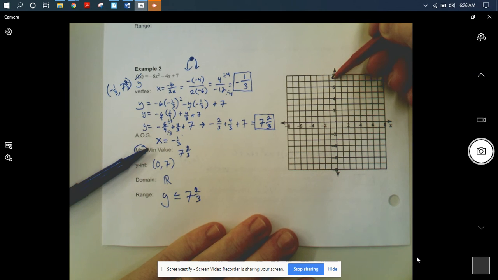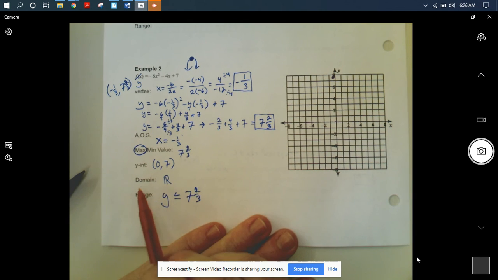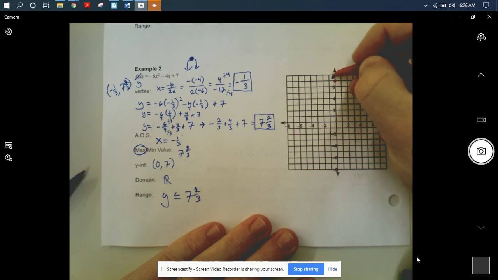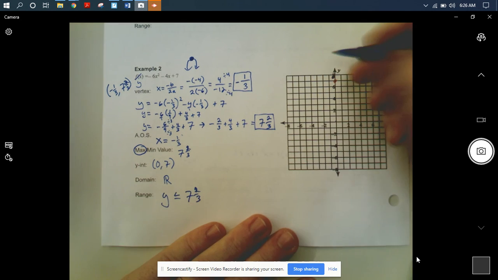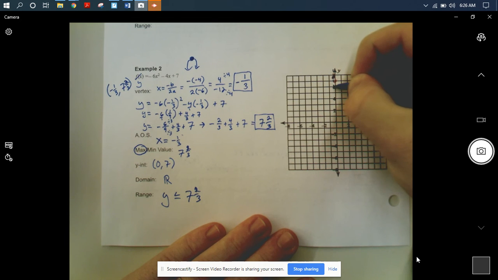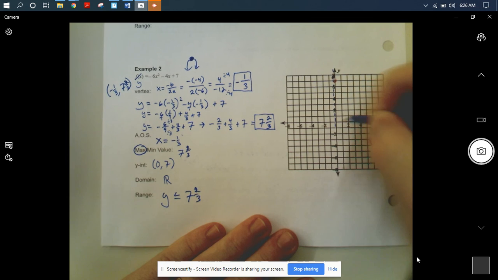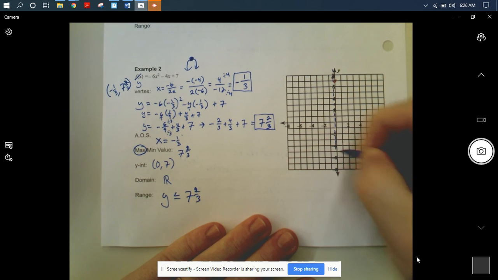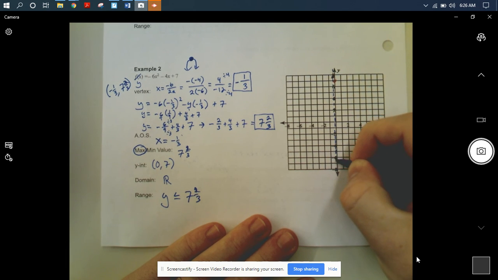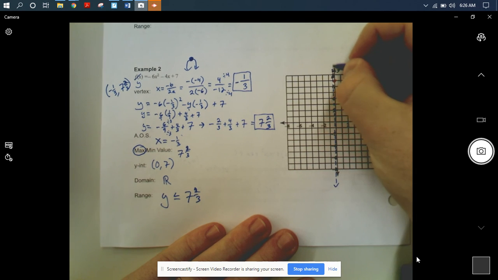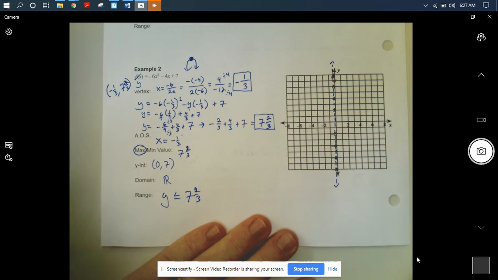And then we know that our y-intercept is at 0, 7. Well, 0, 7 is right here. And we know that we have an axis of symmetry. I'll do that part in blue. Axis of symmetry is the line that goes up and down through our vertex. And this axis of symmetry is very, very close, 1/3 away from our x-axis. So we got to be very careful when we draw this. All right, so there is my axis of symmetry.